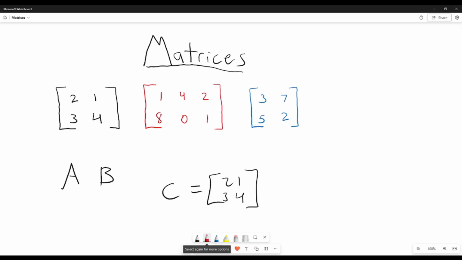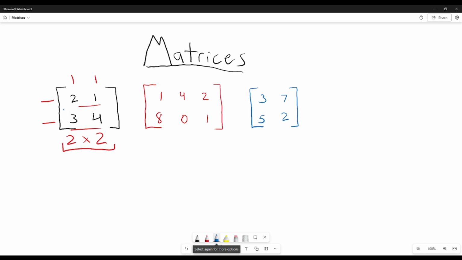The size of a matrix is very important. To know the size of a matrix, you first count the number of rows. These are the rows, 1 and 2, and then the number of columns, 1 and 2. So this is a 2 by 2 matrix. Now, in this notation, M is generally used to denote the number of rows, and N the number of columns. So here M is 2 and N is 2. Here M is 2 and N is 3.